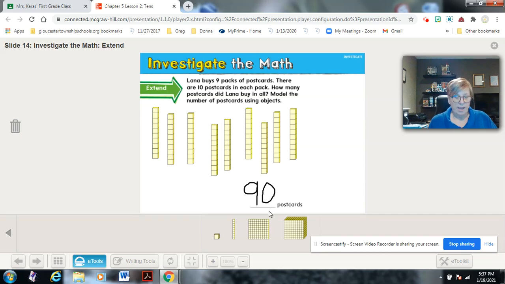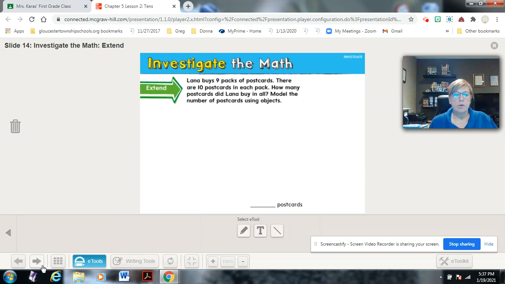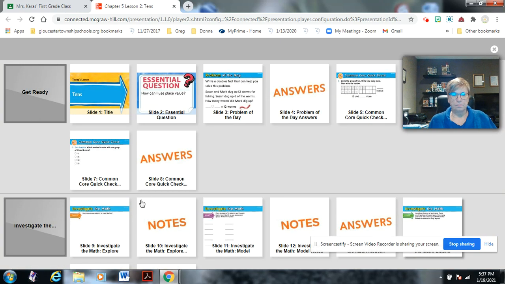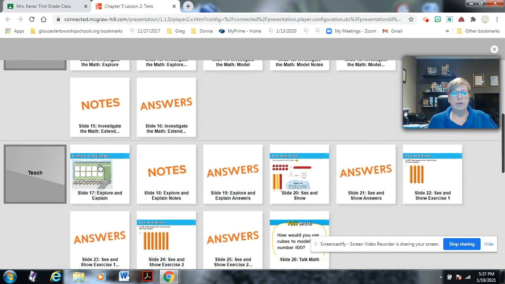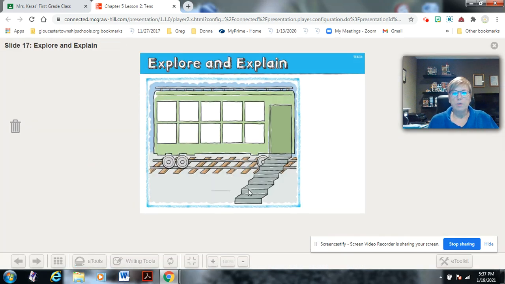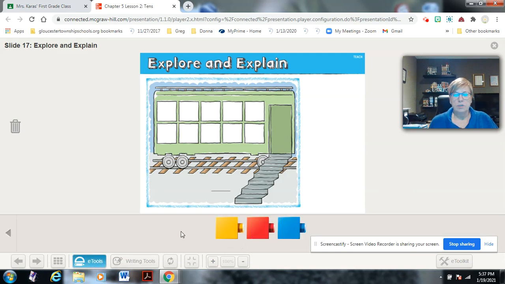And we will go over this more at another time. So this is just a little quick investigation to get us started. Okay, so let's move on to our next. Okay, here we go. So now I would like you to turn to page 353. And you see here, it looks like a little train car, okay? And they would like us to use these cubes.